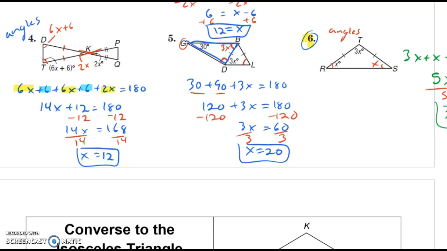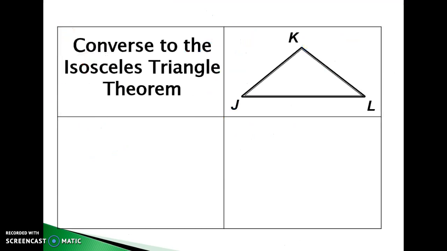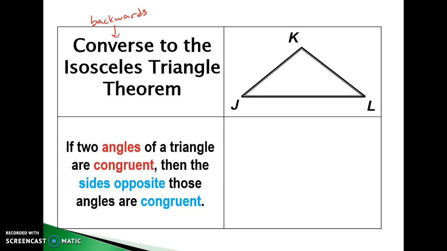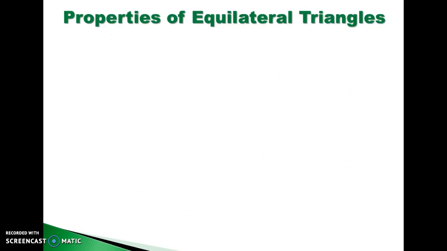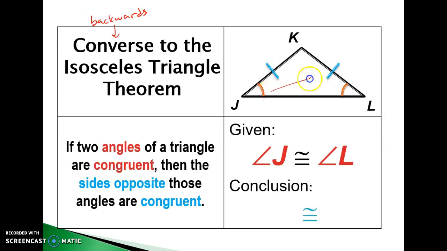Let's go ahead and finish the backside of these notes. Converse of the isosceles triangle theorem. Converse just means basically going backwards. It states that if two angles of a triangle are congruent, then the sides opposite of those angles are congruent. So given that these two angles are the same, then the two sides opposite are congruent. Here it would say JK is congruent to LK.